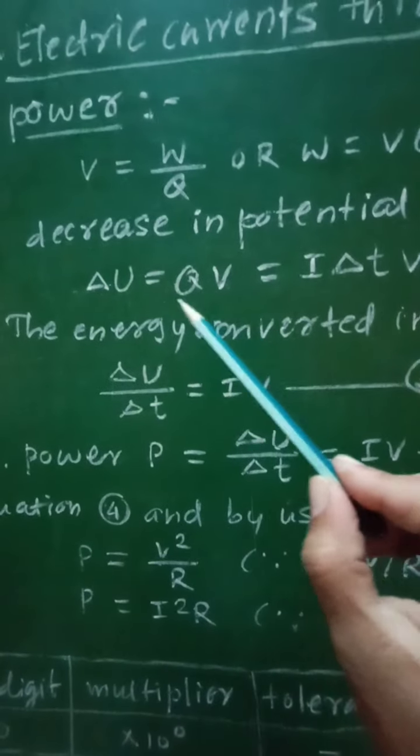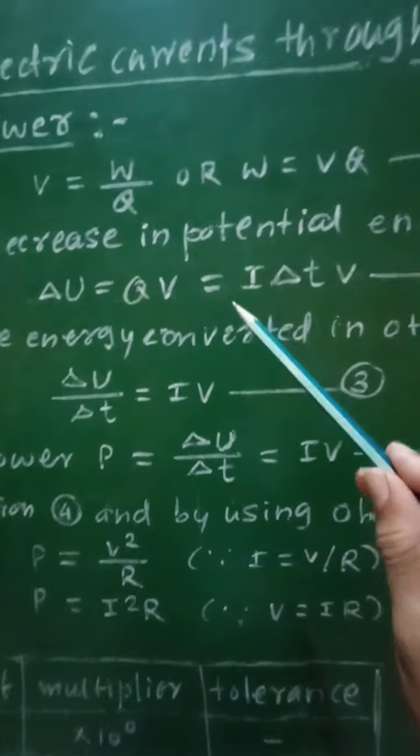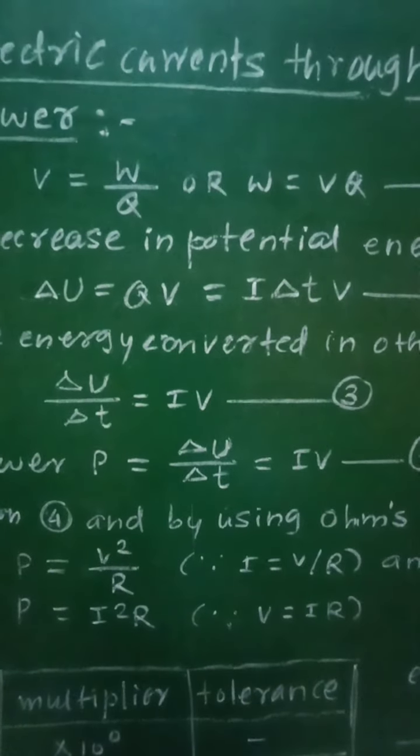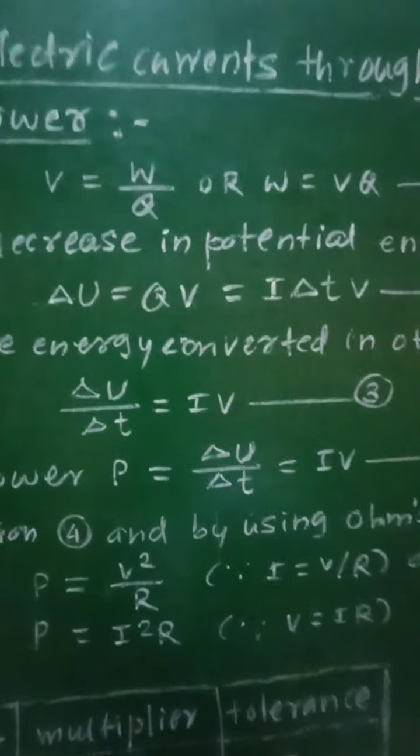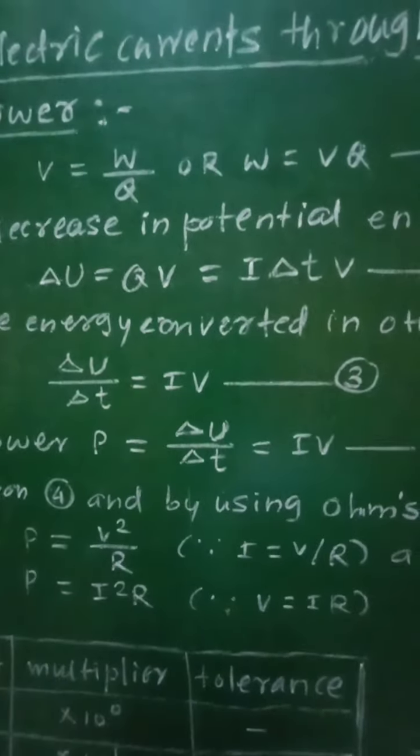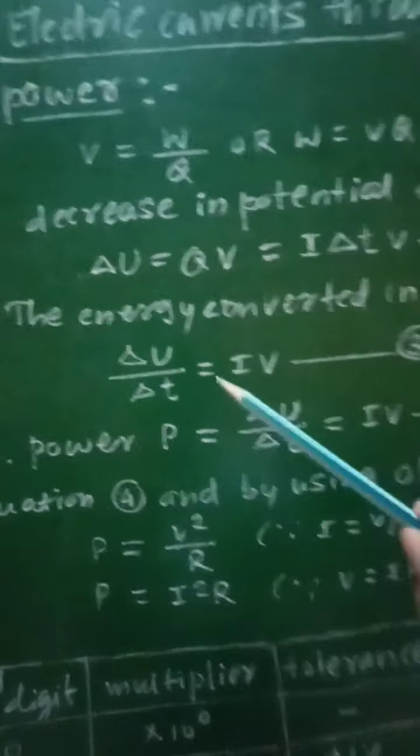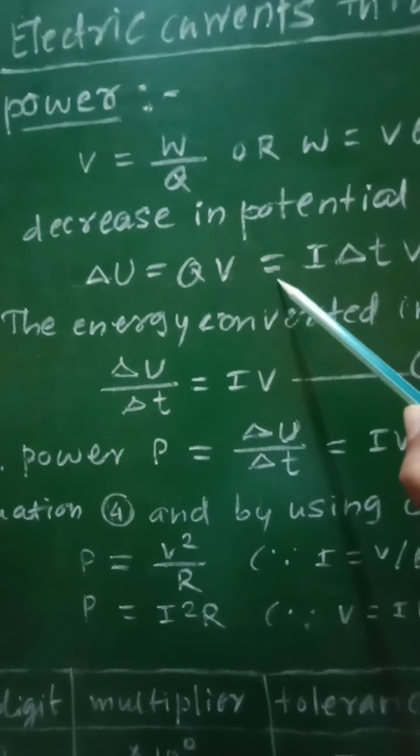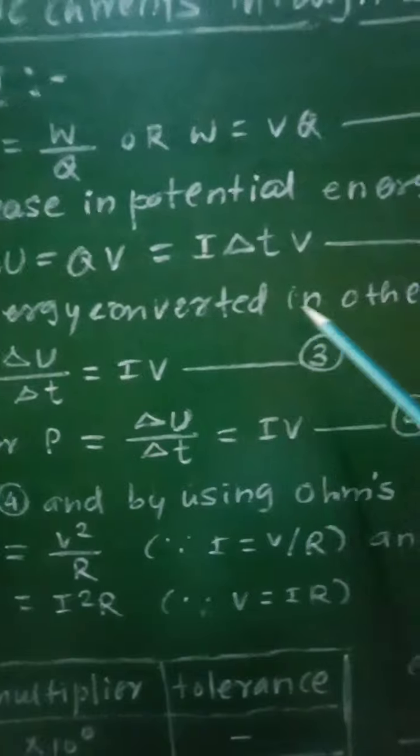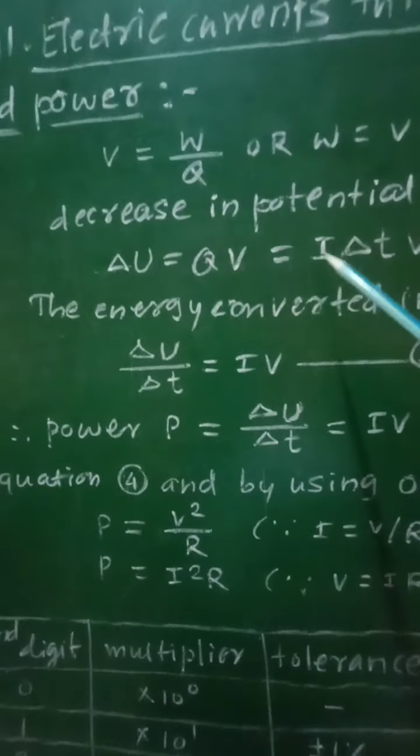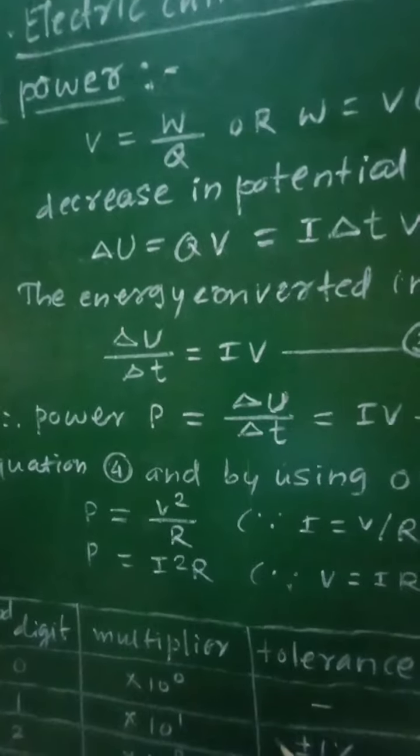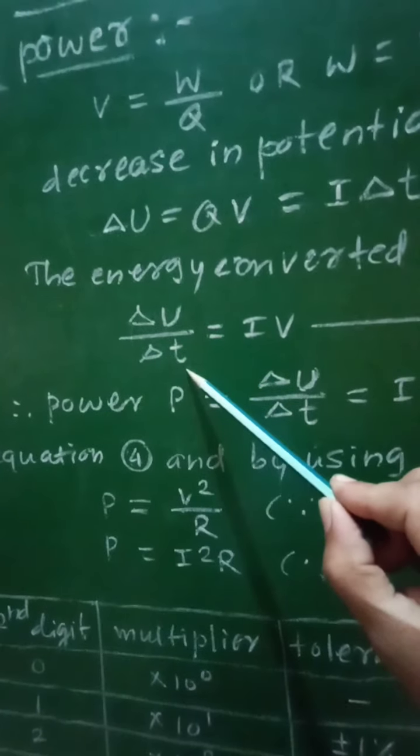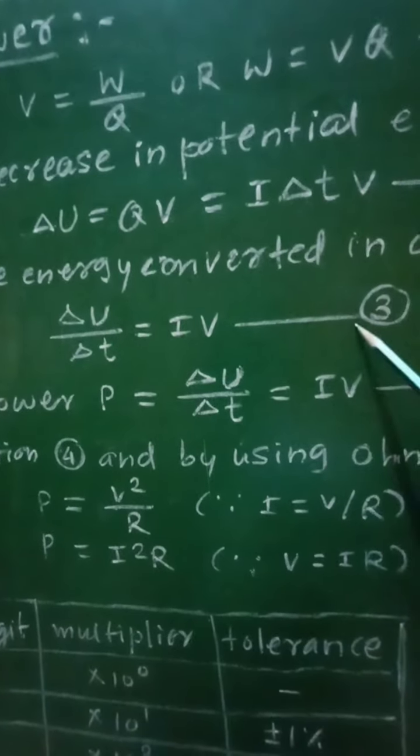Now this equation delta U gives the electric energy of that resistor, where I is the current and delta t is the small interval of time. According to the law of conservation of energy, if this amount of energy is present there, the energy is converted into another form, because some part of that energy will get converted into another form of energy like heat energy, and therefore we can write delta U upon delta t will be equal to I phi, equation number 3.